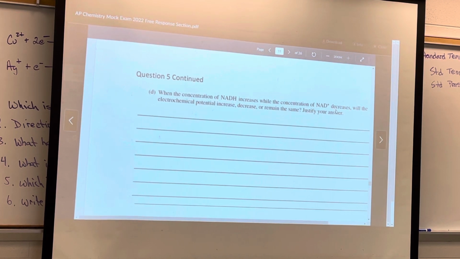Therefore, the log of Q will be negative, and according to the Nernst equation, a negative log of Q will cause an increase in E cell. When Q is less than 1, the log of Q will be negative, causing E cell to be greater than standard. Okay?